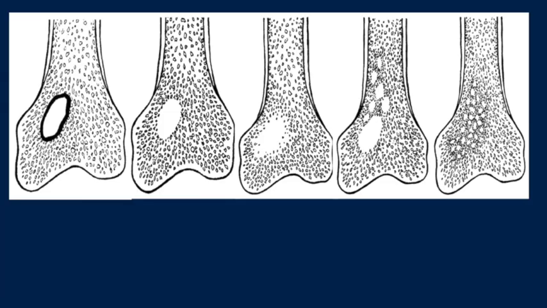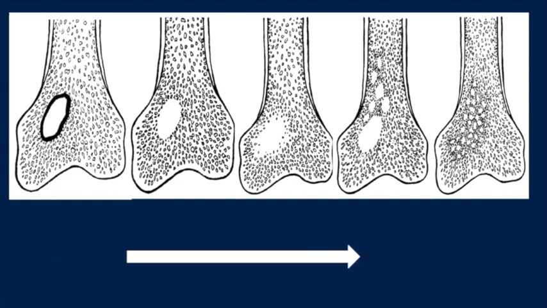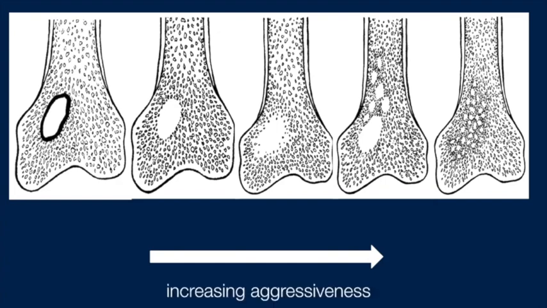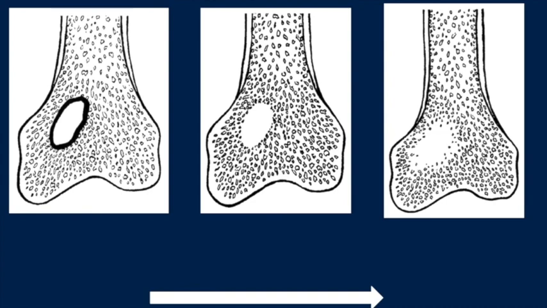So here is a nice diagram demonstrating from the left the more non-aggressive lesion to the right the most aggressive lesion. The one on the left has well-defined sclerotic margins, and the one on the right is very ill-defined. These are known as geographic lesions, type 1A on the left, type 1B and 1C. Not important. More important is to recognize the patterns.